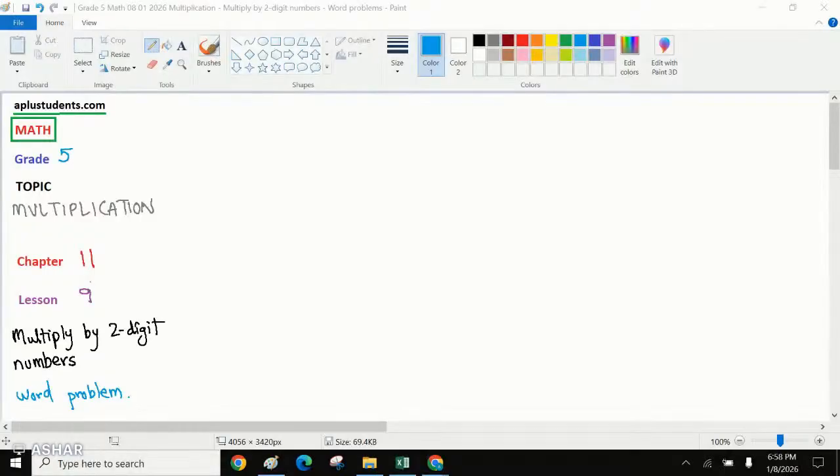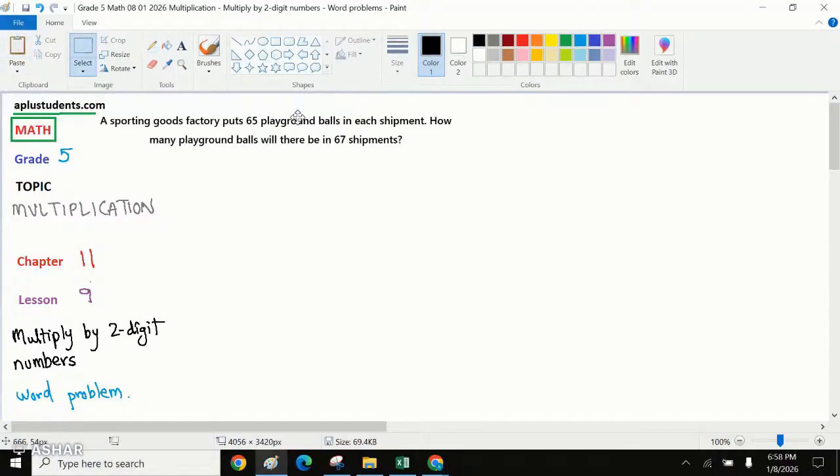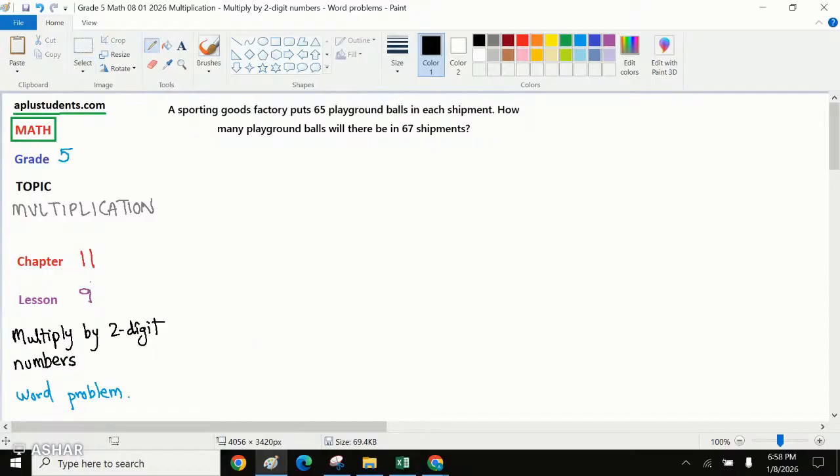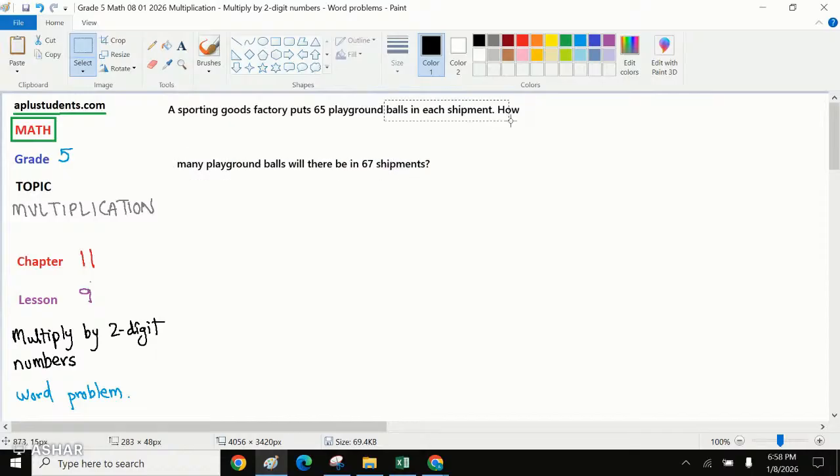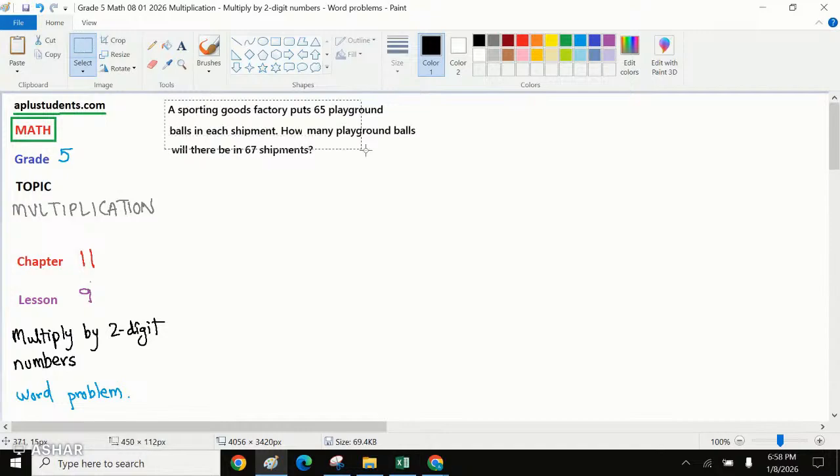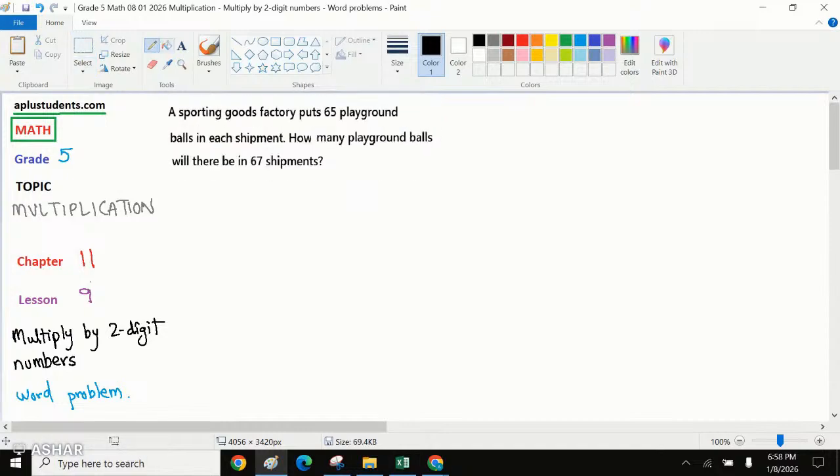I'll just copy the question on the screen. I'll rearrange this so that we have enough space. So this is more readable for us. For the first question, a sporting goods factory puts 65 playground balls in each shipment. How many playground balls would be there in 67 shipments?